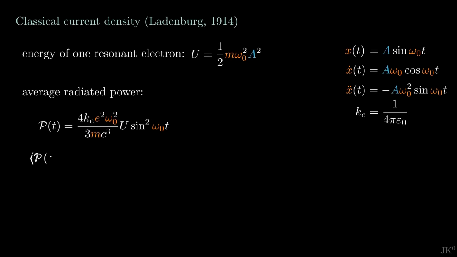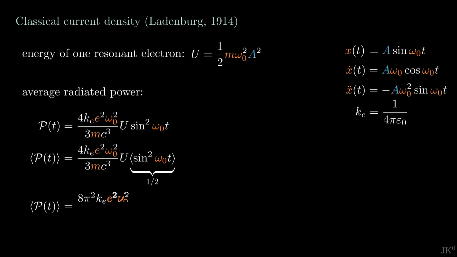Now we can calculate the average power radiated during a full cycle of the electron's oscillation. All the constant terms remain unchanged and only the sine square omega t is averaged. It can be shown that this average is always 1/2, and the average radiated power becomes this, where I am now using frequency instead of angular frequency.